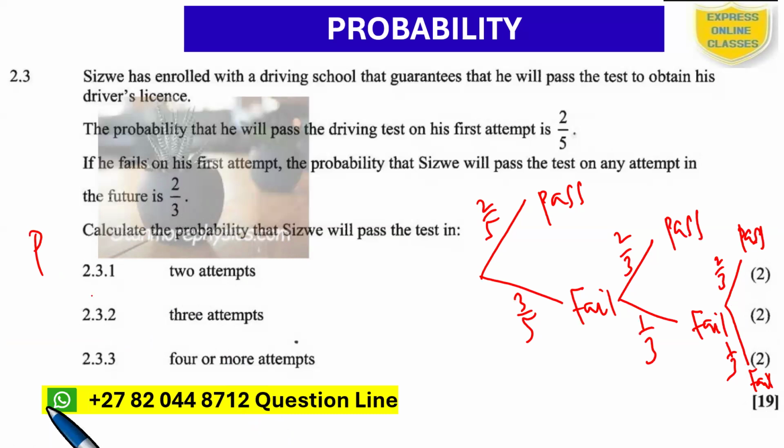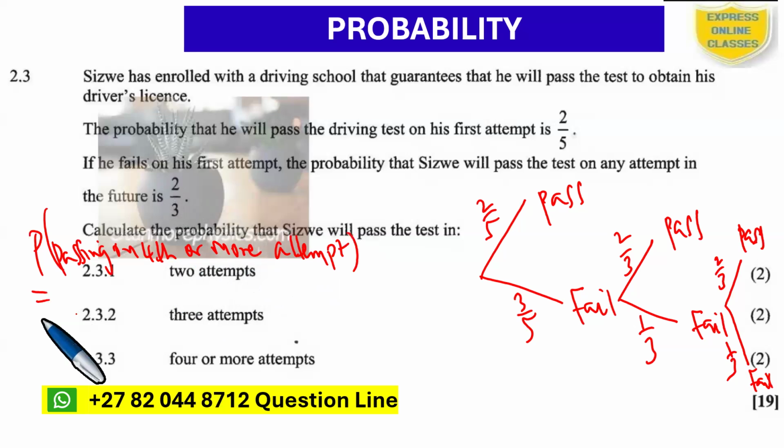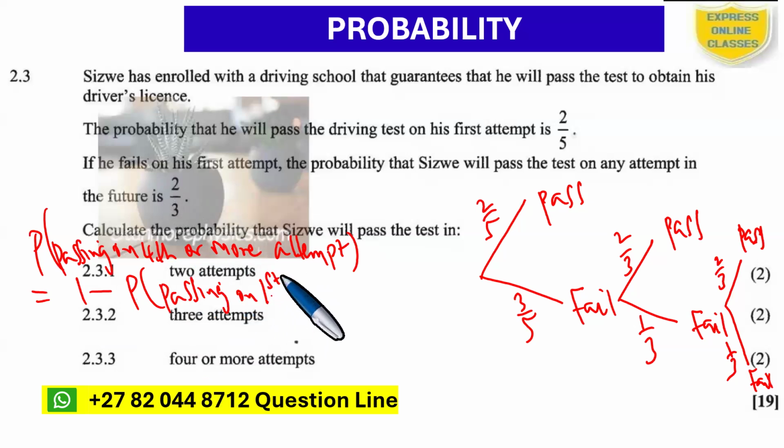4 attempts. All right, so this means that the probability of passing on 4th or more attempts is 1 minus the probability of passing on 1st, 2nd, or 3rd attempt.